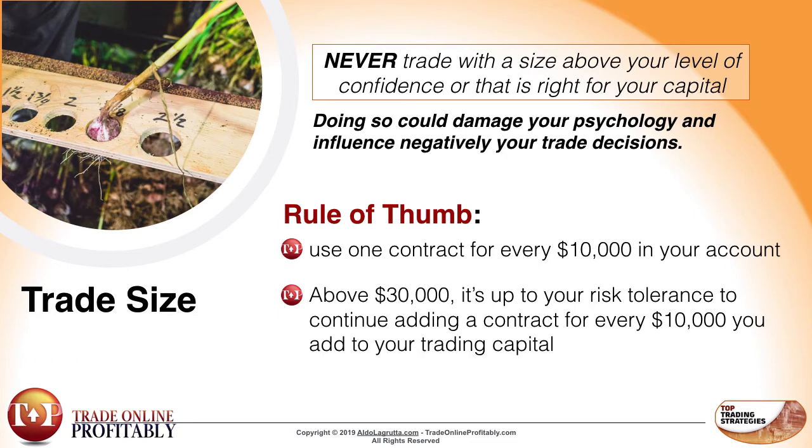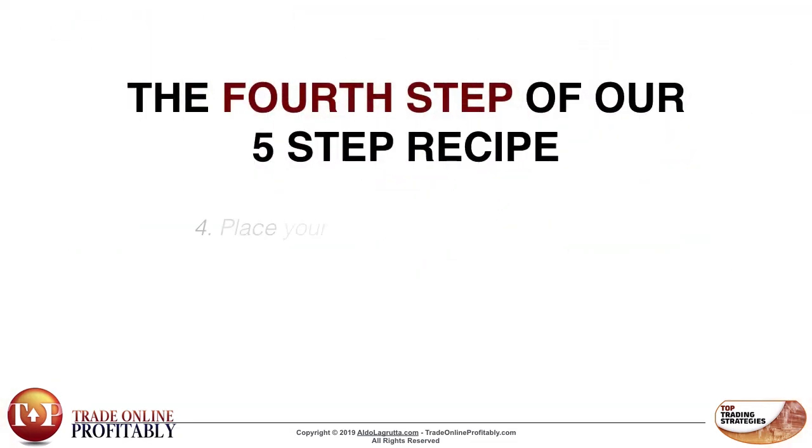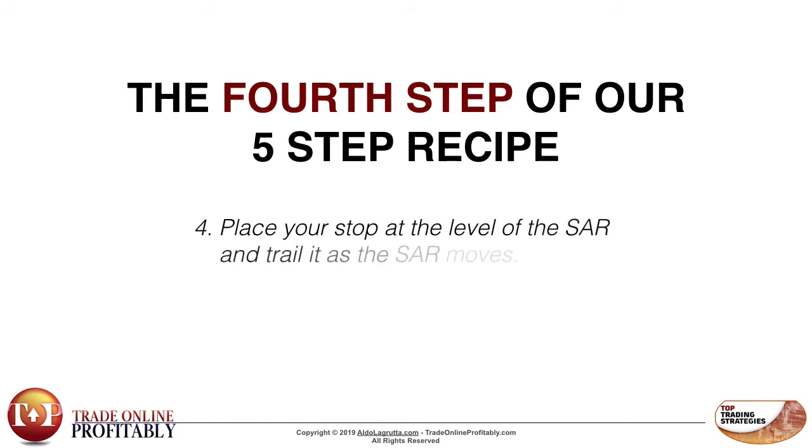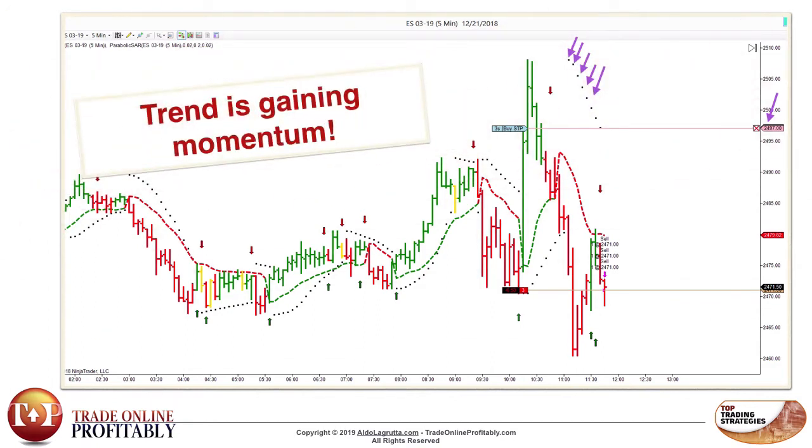For the 4th step, place your stop at the level of the SAR and trail it as the SAR moves. At the time I placed my order, the SAR was at 24.97, so I placed my stop there. I want you to notice that the distance between the dots of the SAR is increasing. The first 2 dots are closer together, and then they begin to separate more. That's a good sign that the trend is gaining momentum.